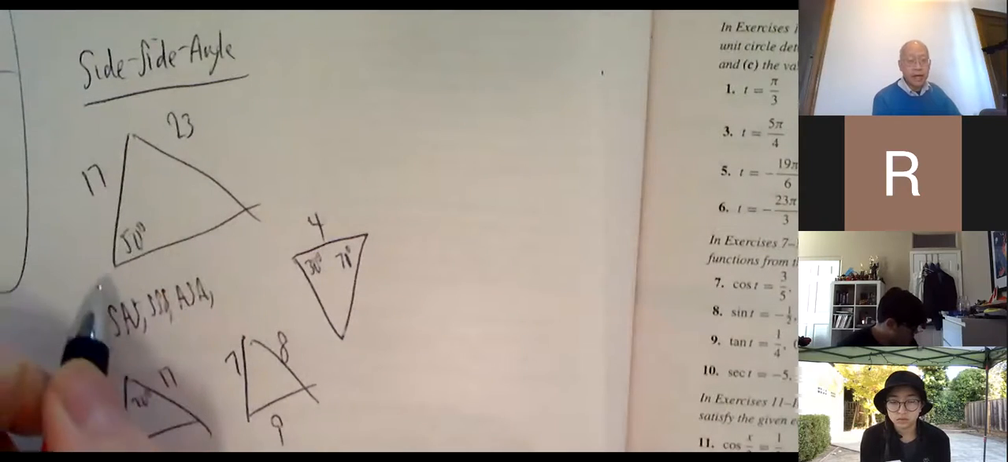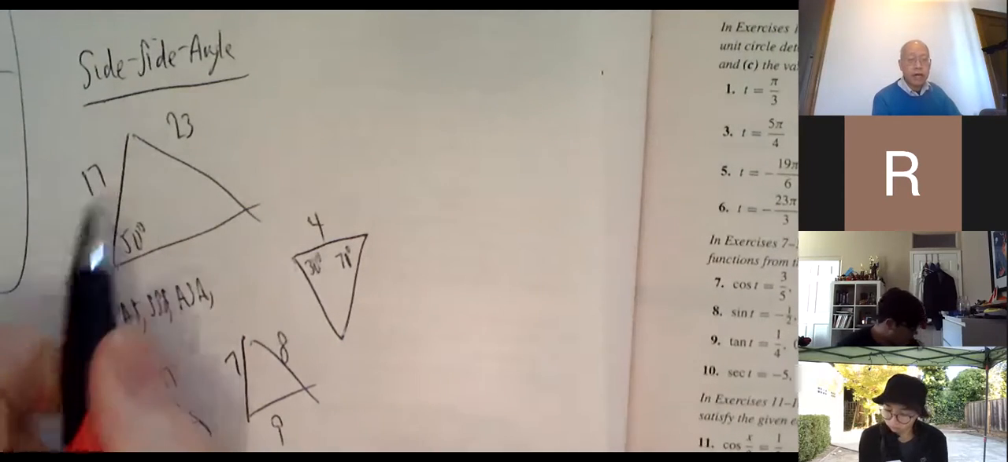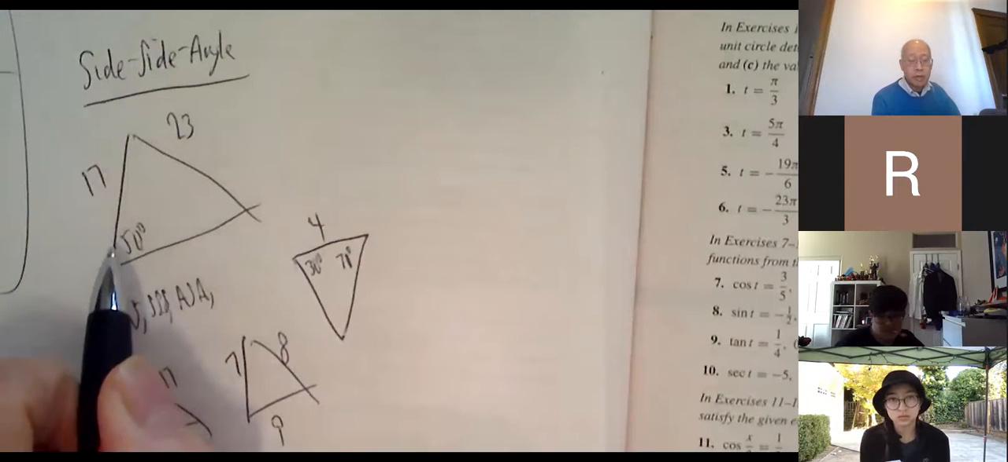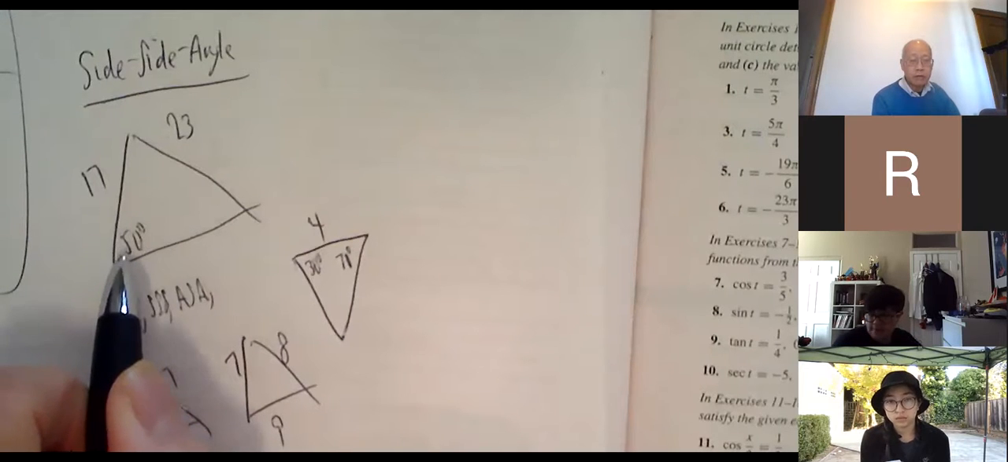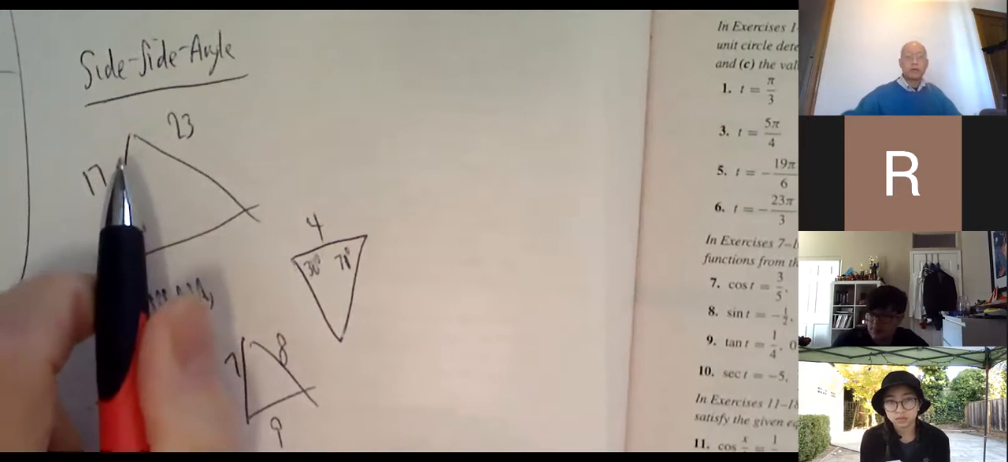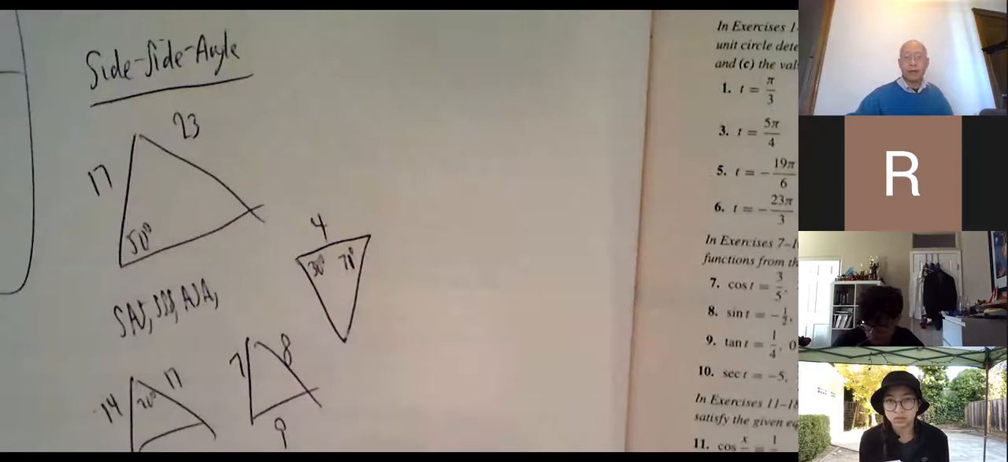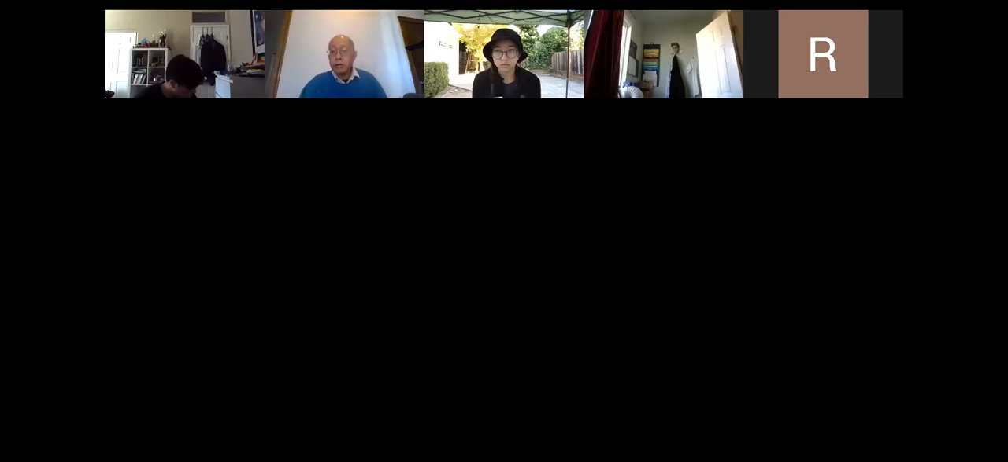Not for side, side, angle. Side, side, angle might have another triangle. It's not a guarantee, but you might have it. So that answers when you have to worry about the second possibility, generally for side, side, angle. Okay, so that's that. Now let me put down other questions.